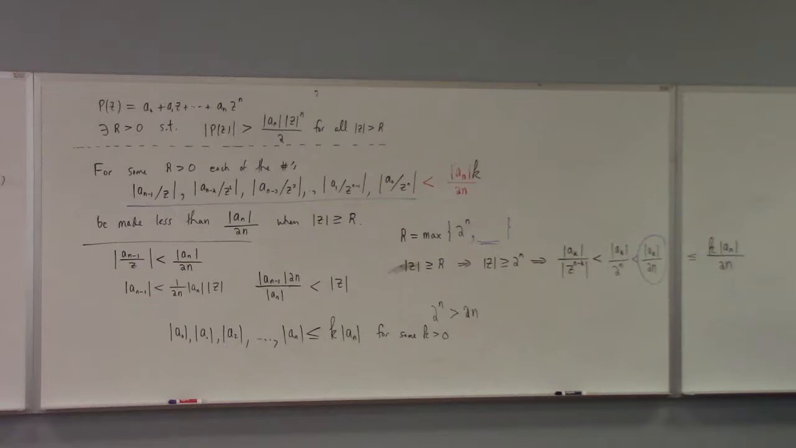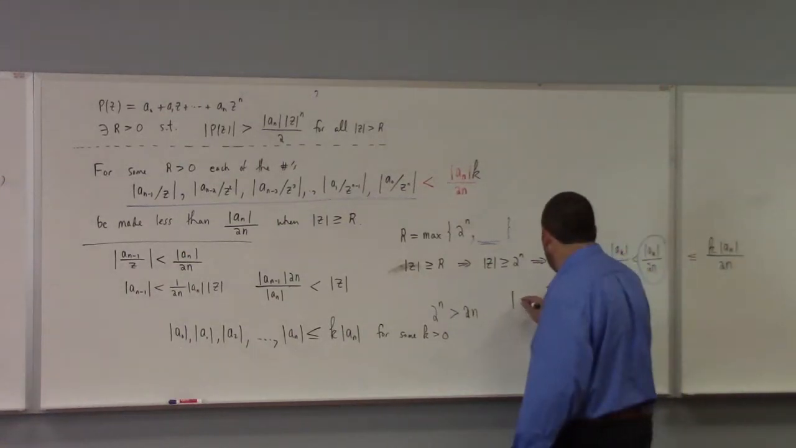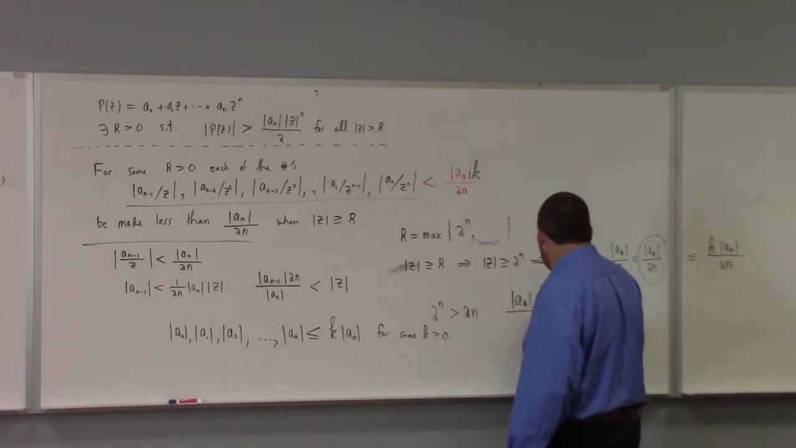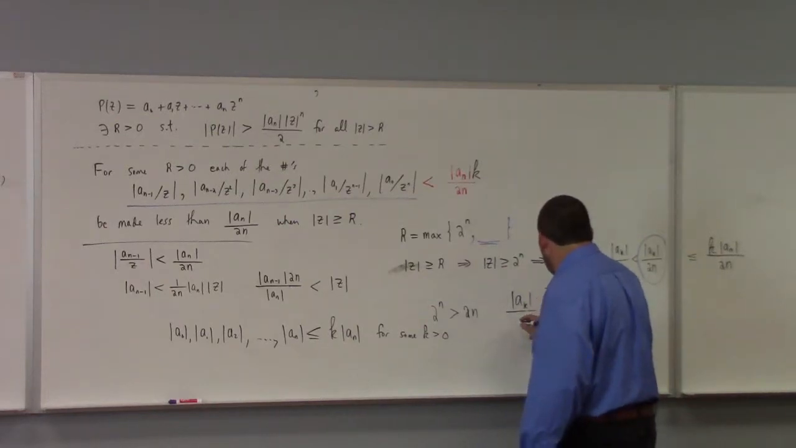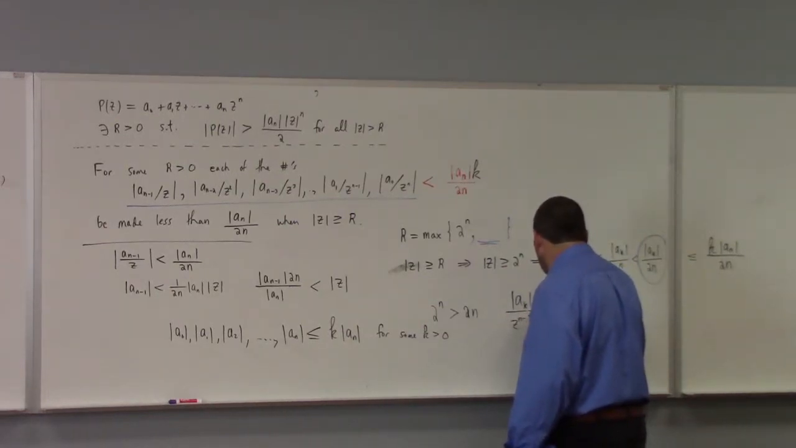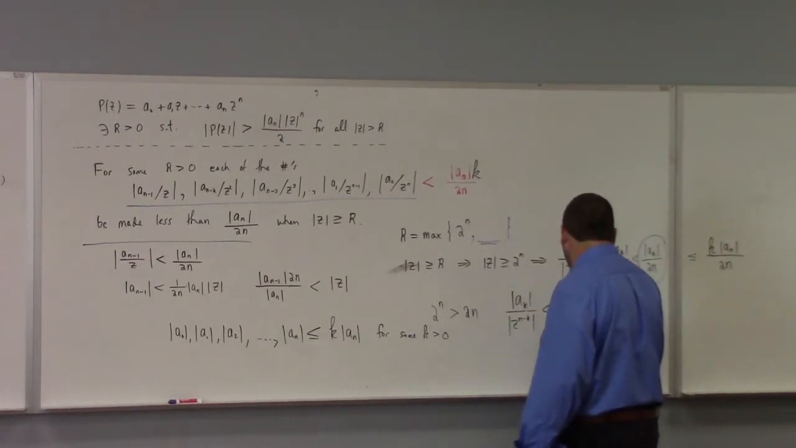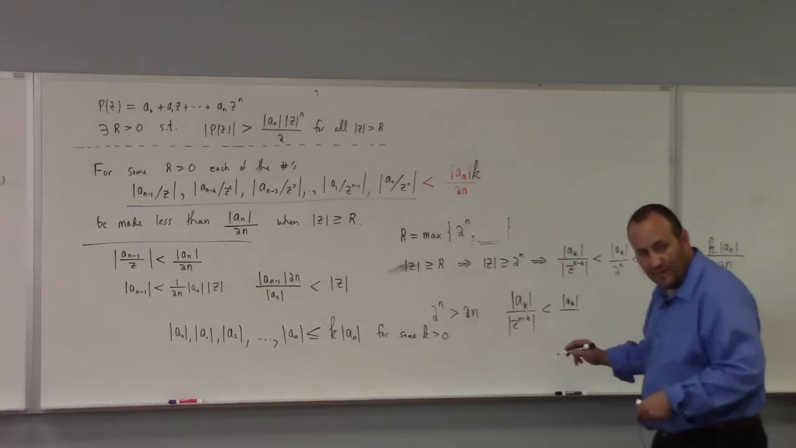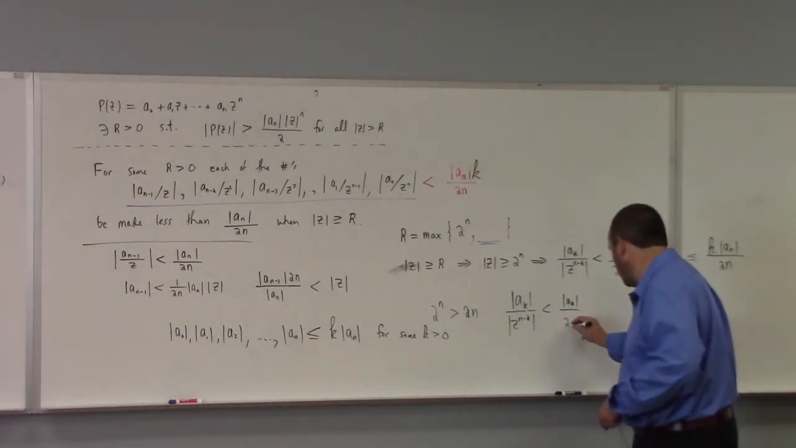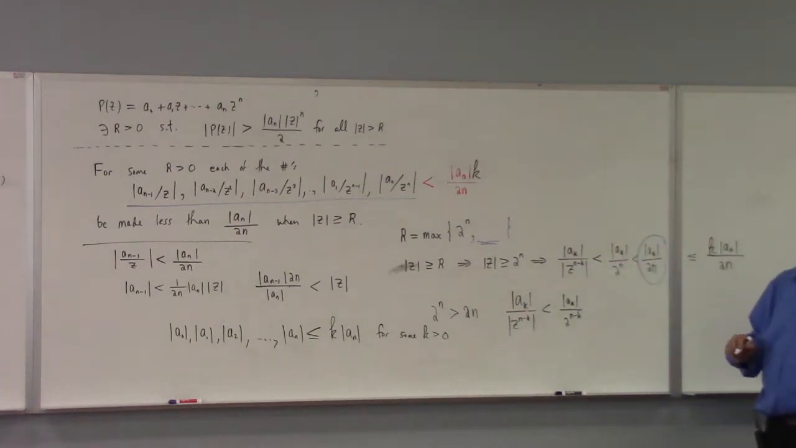Oh, wait a minute, by the way. Why would I have 2 to the n there? Hold on a second. You guys shouldn't buy that. Come on, guys. Hold that thought, Jonathan. This should be what? Two to the n minus k, right? Because it's the n minus k. It's not n power there.